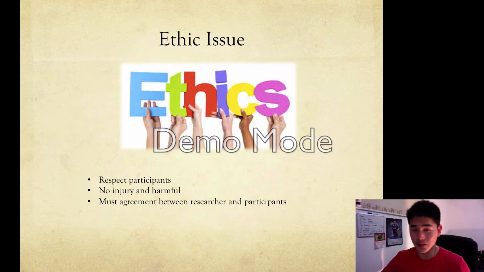The next step is ethical issues. Ethics may involve all the steps in research, but researchers need to respect participants, with no injury or harm. Participants also need to make an agreement with researchers, as participants will not get any benefit from researchers, but this may help them gain more knowledge and ability in research.